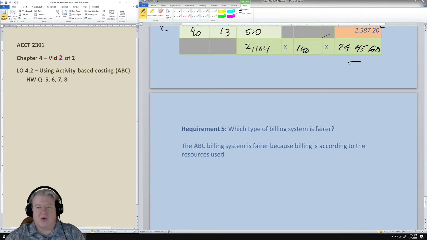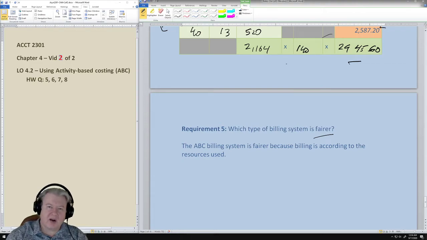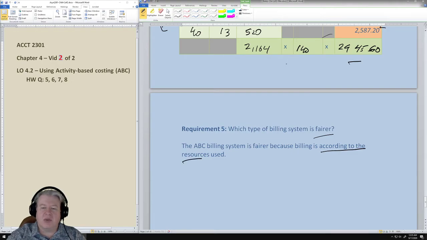Okay, so the final question of this is, well, which one is fair? Well, overcharge or undercharge. We're not maybe so interested in fair. I mean, obviously it's fair to the customer and it's fair to us if we charge accurately. But this is the point that we really want to look at. Well, the real thing that we're concerned about is we're billing according to the resources used. In other words, we don't want to overcharge or undercharge. We just want to charge for the resources used. And so this allows us to do that.